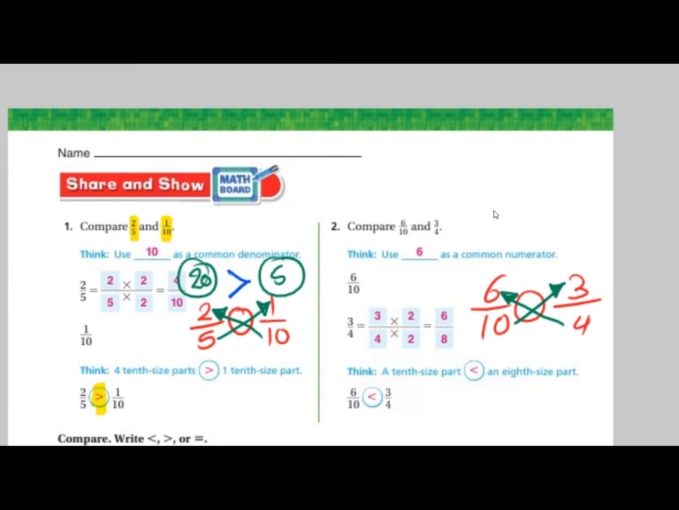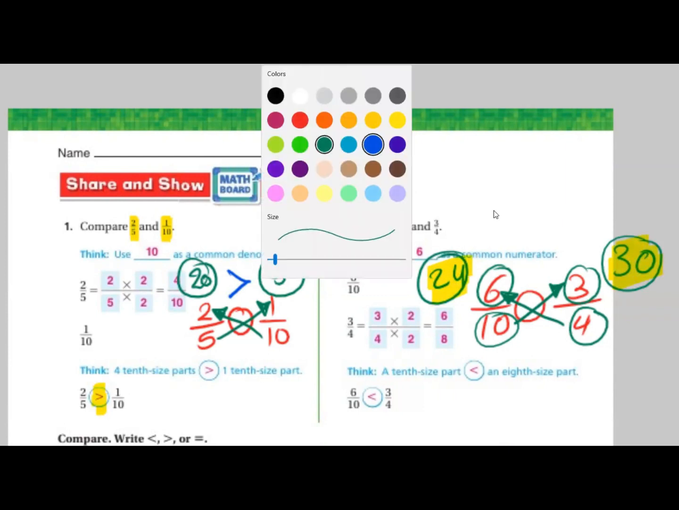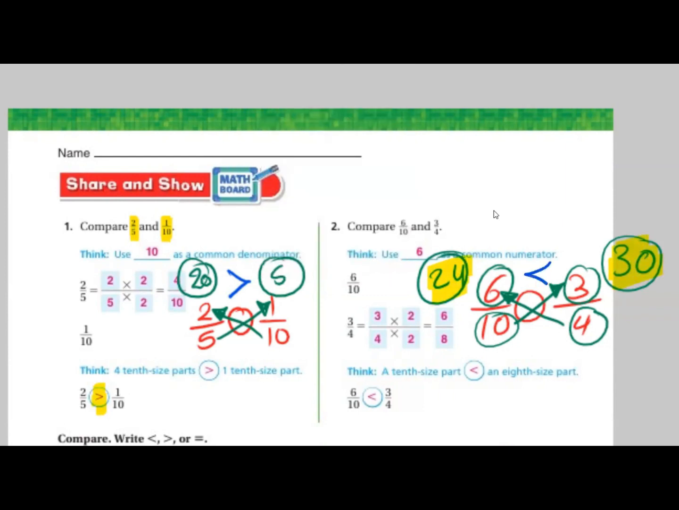Because 6 multiplied by 10 is equal to 16, and 3 multiplied by 4 equals 12. No, not like that, that's not the scissors. Scissors means multiply this by this. It's 24. And this by this? 30. So in this case, which is greater, 30 or 24? 30, of course.